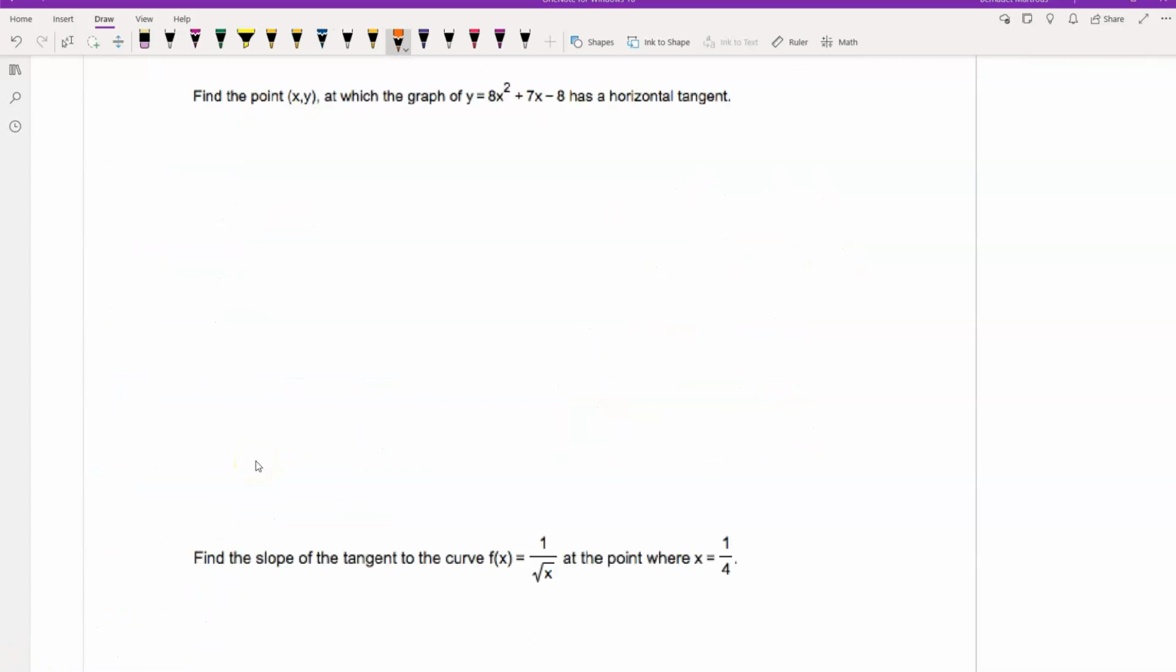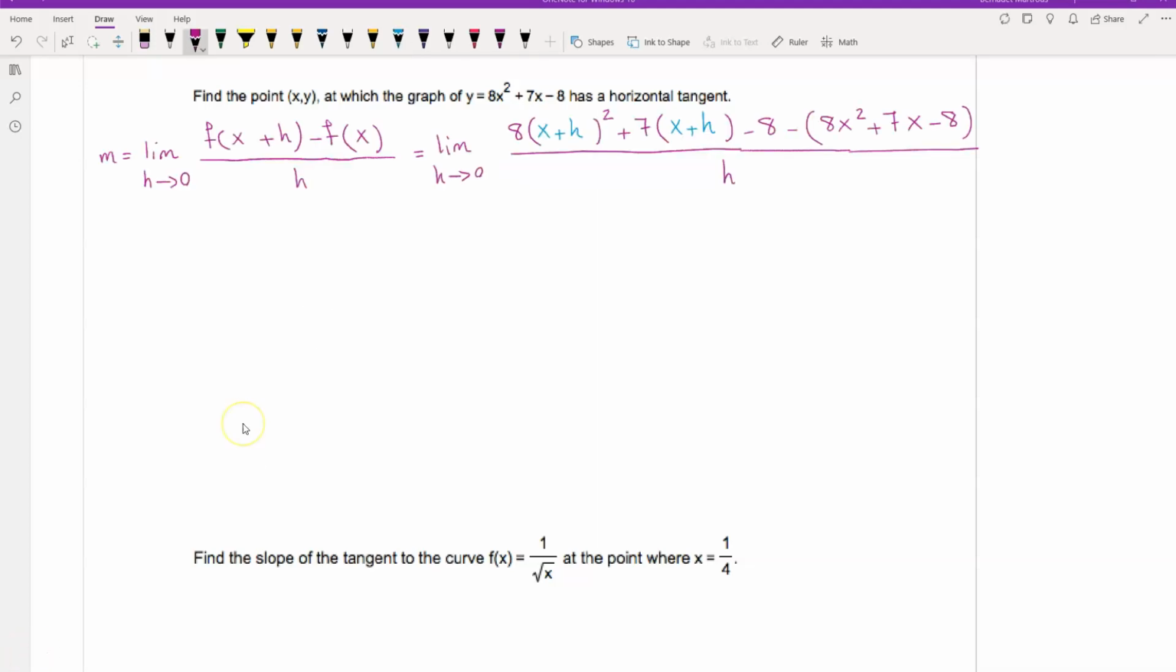Find the point (x, y) at which the graph of y equals 8x squared plus 7x minus 8 has a horizontal tangent. The slope of the curve y equals f of x at any point (x, y) is equal to the limit of f of x plus h minus f of x, divided by h, as h approaches 0.